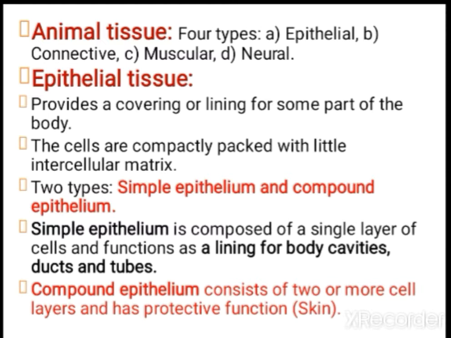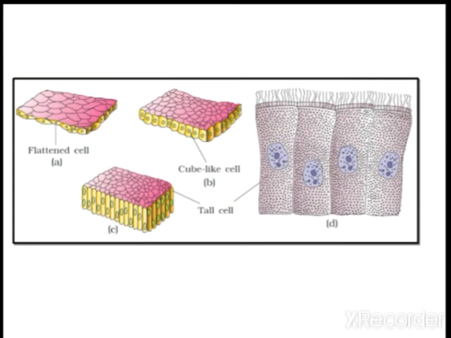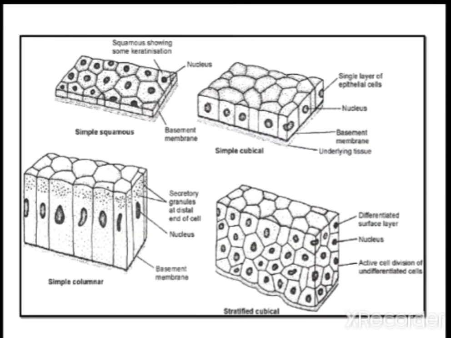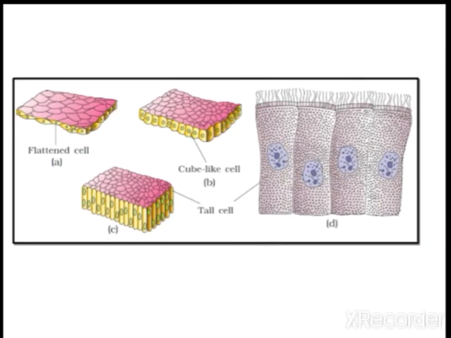There are two types of epithelial tissue: simple epithelium and compound epithelium. Simple epithelium consists of a single layer of cells. It lines the body cavities, ducts and tubes. Compound epithelium consists of 2 or more layers of cells and has more protective function. In skin you can see compound epithelium. Here these are single layer of cells, these all are simple epithelium. Here you can see more than one layer of cells, so this one you call compound epithelial tissue.